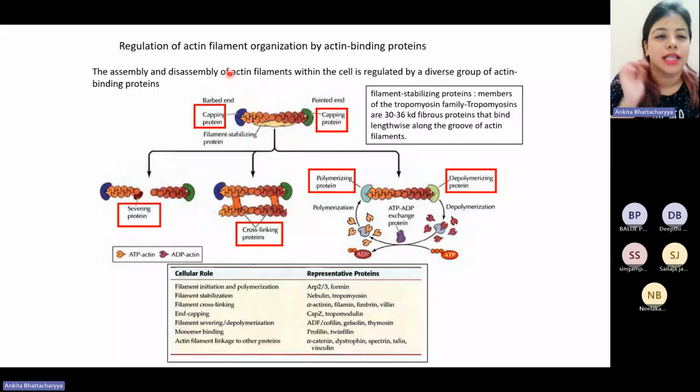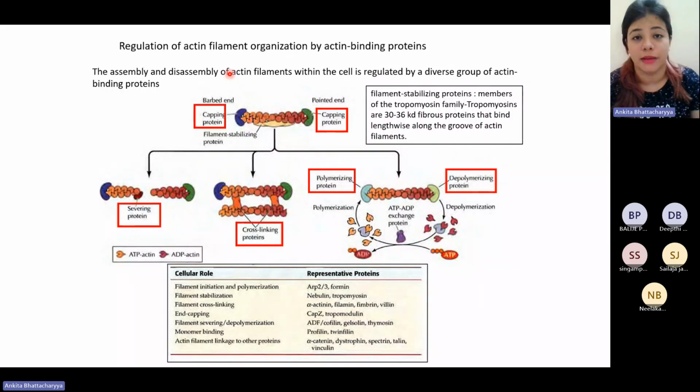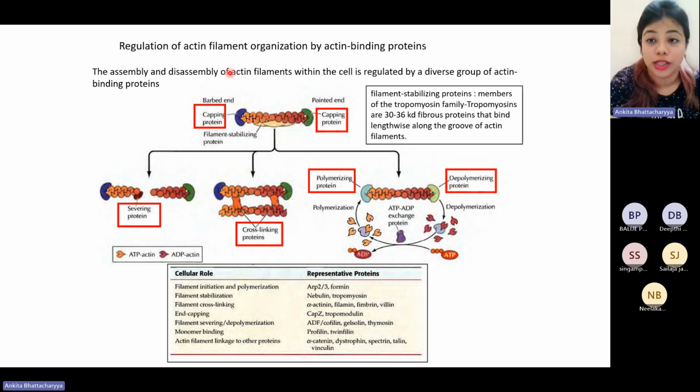And then you can see that regulation of this actin filament is not just taken care of by these two proteins, but there are other proteins as well. Here also there's a lot of detail. Don't get intimidated by so much detail. I'll just mention the name of the proteins without going into extensive details. Like we just saw, the initiation of the filament and the polymerization step is taken care of by certain proteins like formin and ARP2/3. Then, after the filament has been formed, it is stabilized by some other proteins, nebulin, tropomyosin, etc.